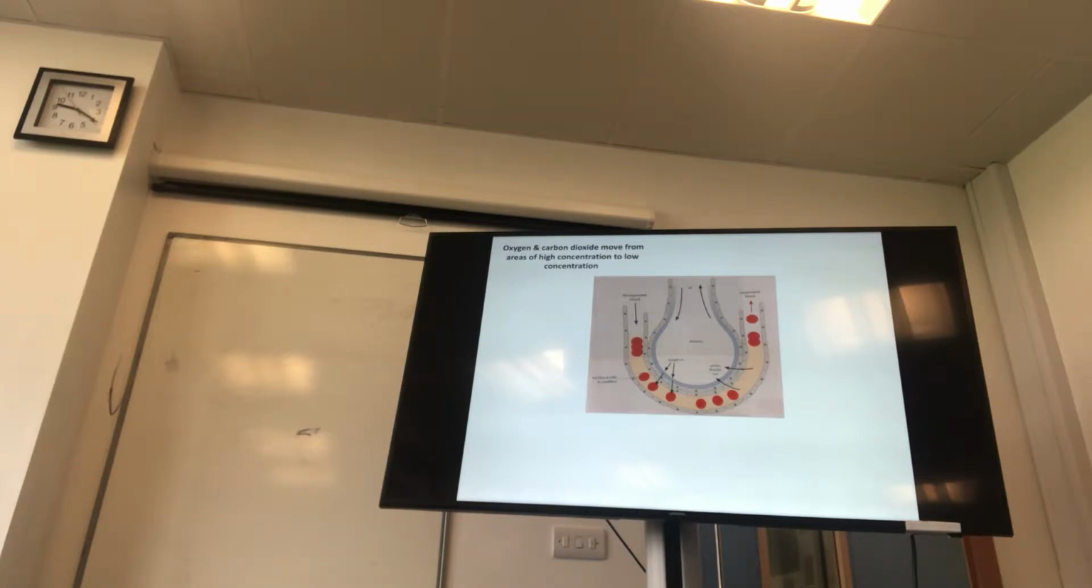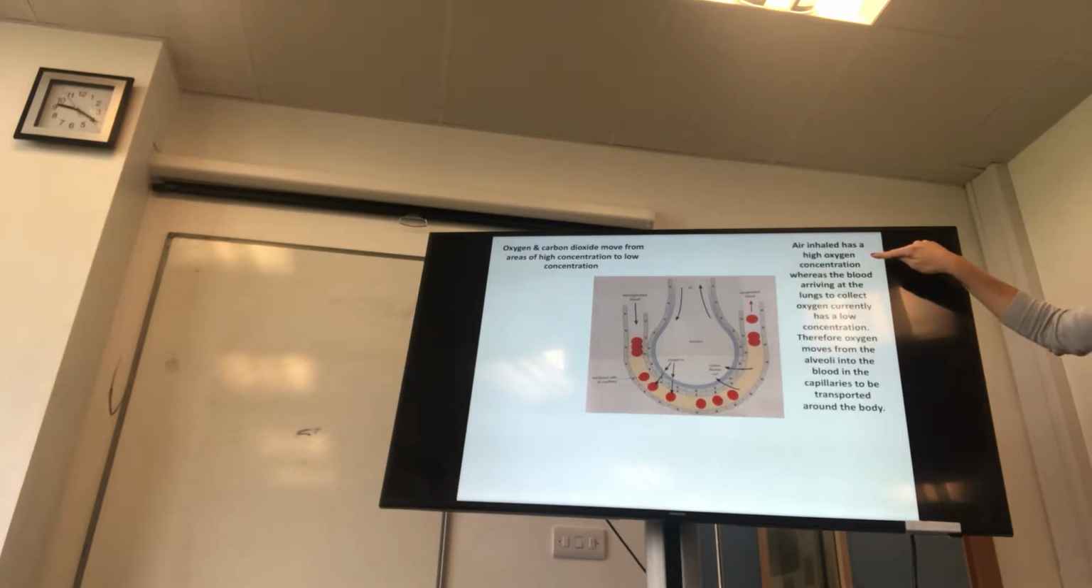So, oxygen and carbon dioxide move from areas of high concentration to low concentration. Air inhaled has a high oxygen concentration, whereas the blood arriving at the lungs to collect oxygen currently has a low concentration. Therefore, oxygen moves from the alveoli into the blood in the capillaries to be transported around the body.